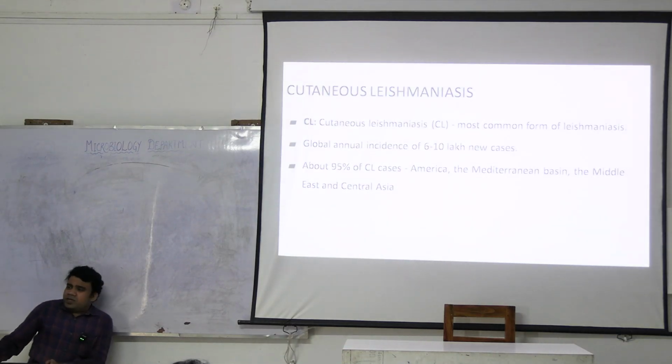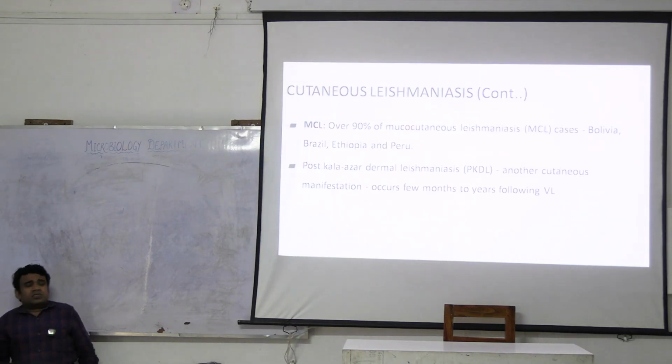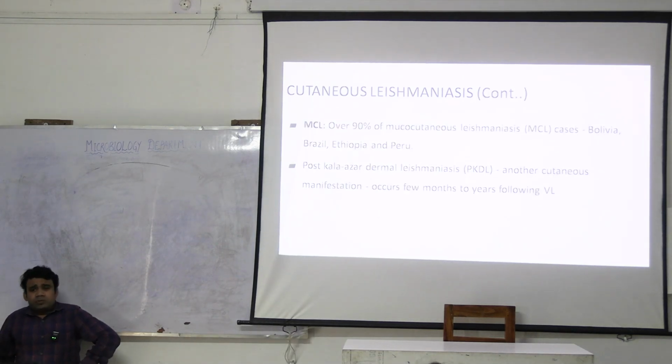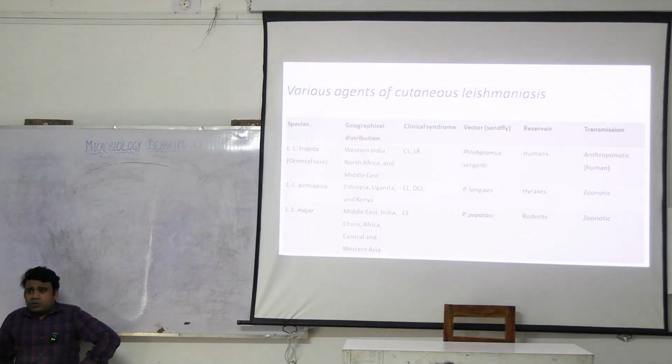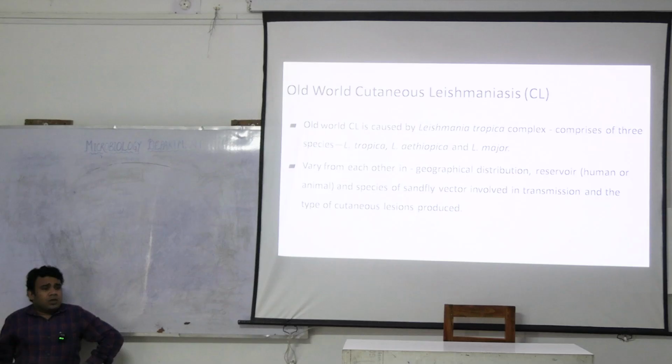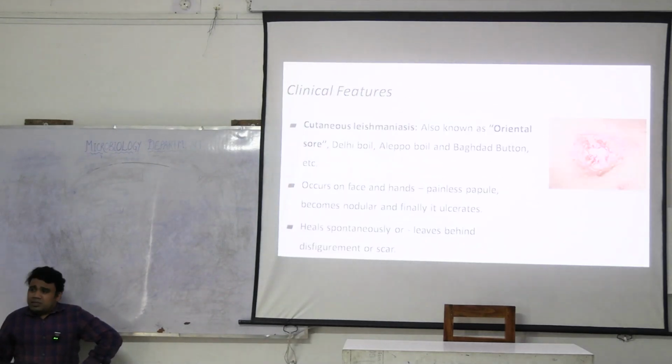I'll just go through this very quickly. Cutaneous manifestation is called cutaneous leishmaniasis, and sometimes it may also involve the mucosa, when it is called mucocutaneous leishmaniasis. Again, it is divided into the old world and new world. Old world cutaneous leishmaniasis is caused by the tropica complex. These are the lesions. This is called the old world sore.